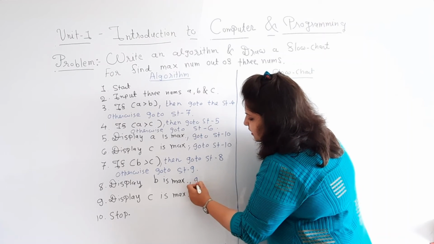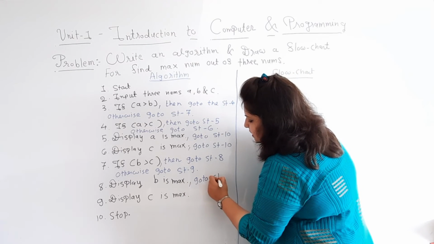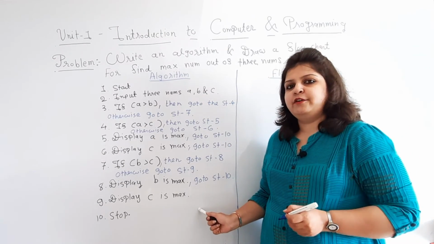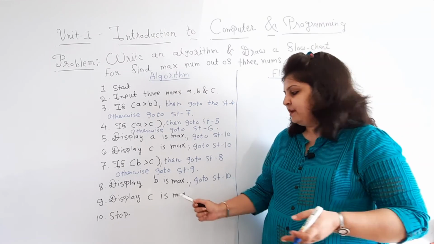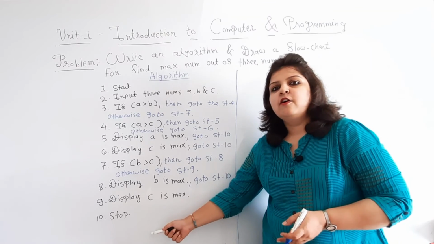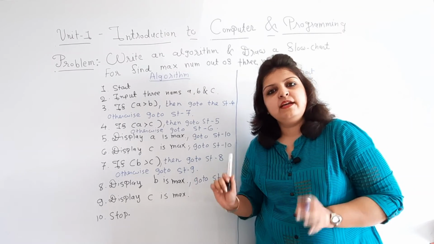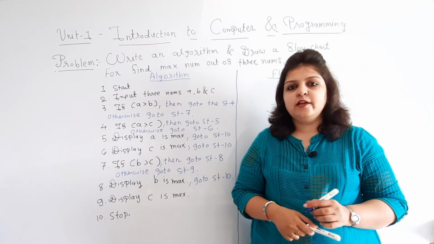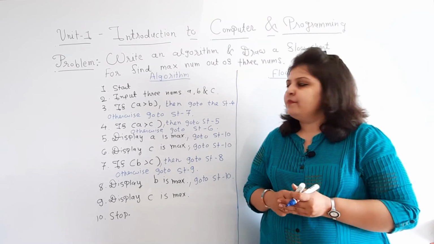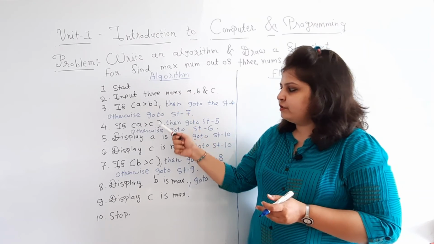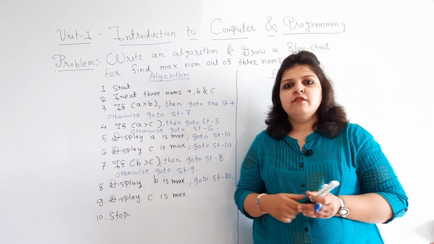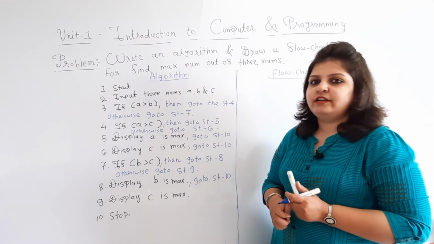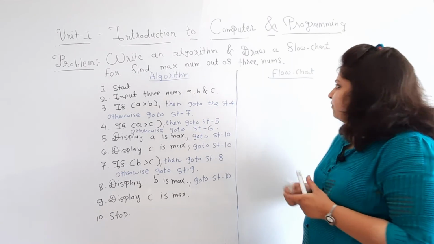So here again go to statement number 10, and here we don't need to write go to statement number 10, because after statement 9, statement number 10 will be executed. So in this way we can write the algorithm for multiple conditions, because here we have written a total of 1, 2 and 3 conditions. Now let's see how we can draw the diagram, the flowchart.